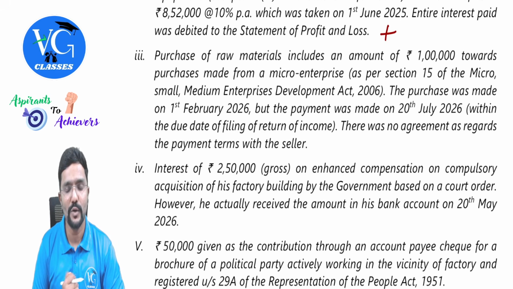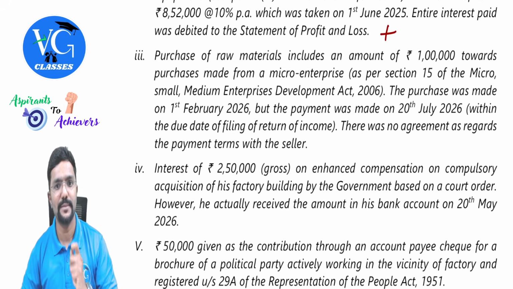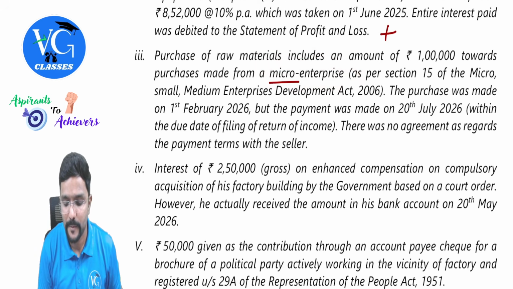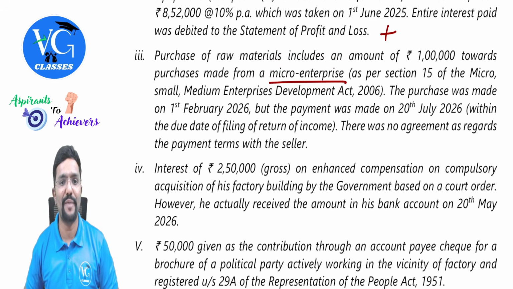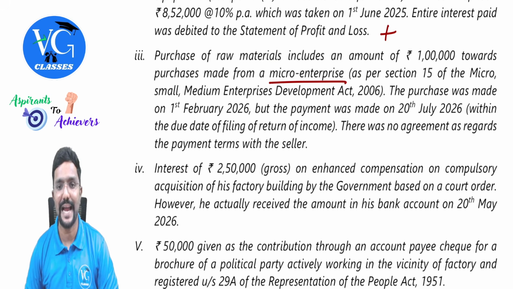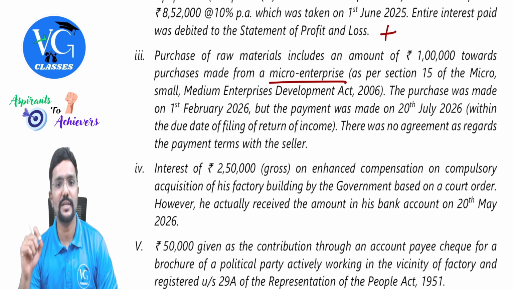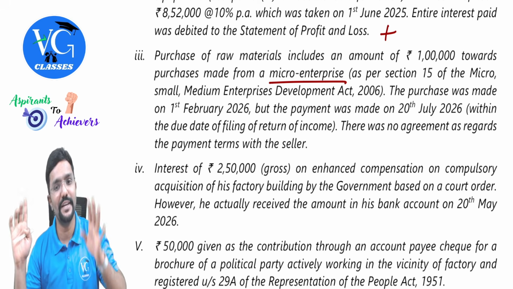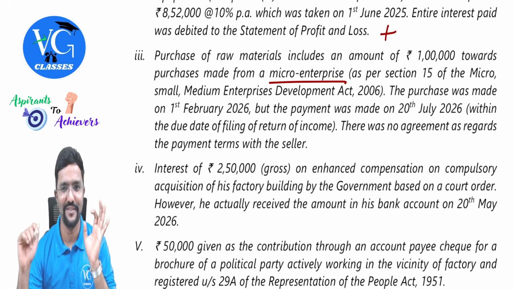Purchase of raw materials includes an amount of 1 lakh towards purchase made from a micro enterprise. Okay, micro enterprise, important. As per section 15 of the Micro, Small and Medium Enterprises Development Act 2006, the purchase was made on 1st February 2026, but the payment was made on 20th July 2026, next financial year, within the due date of filing the return of income. Okay, but that is not important for us.